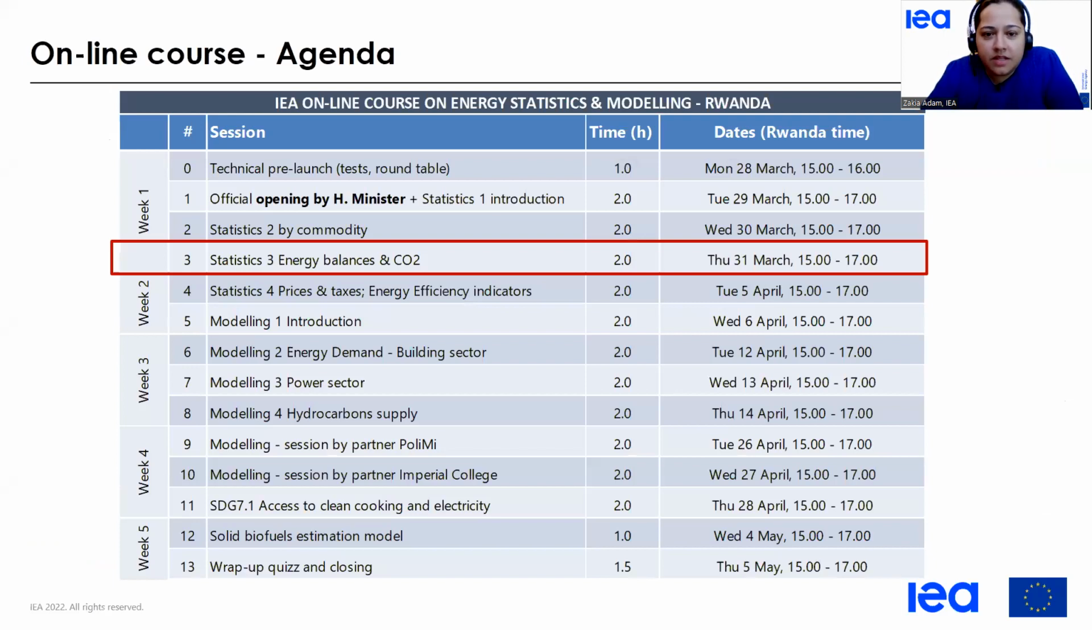So this is the agenda for today. For the next 2 hours, we'll look at energy balances and CO2 emissions, and this will close this week's program. Then next week we will look at one last session on statistics on prices and energy efficiency indicators, and then you will start with the modeling sessions.